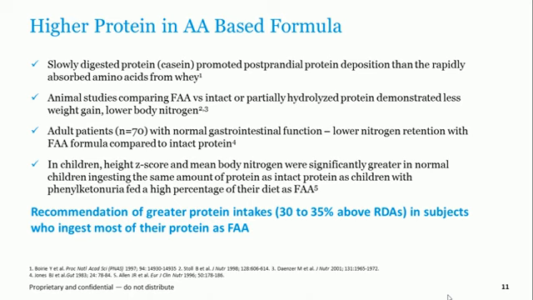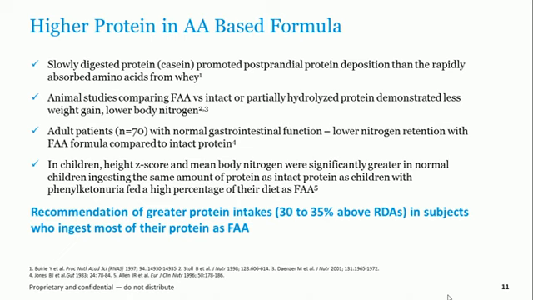So why do we have slightly higher protein? Part of the reason for that is that research has shown us that when your protein source is pure amino acids, you don't have the same protein deposition as you do when you have intact protein. So both for our metabolic formulas and for this, where the protein source is pure amino acid, we know that you need slightly higher amounts of protein.